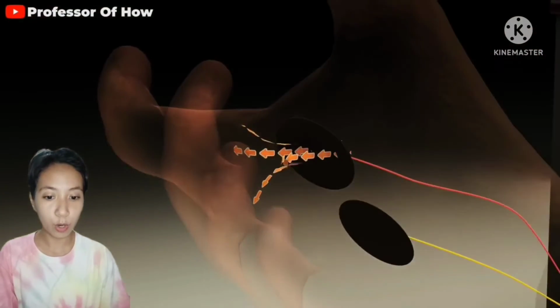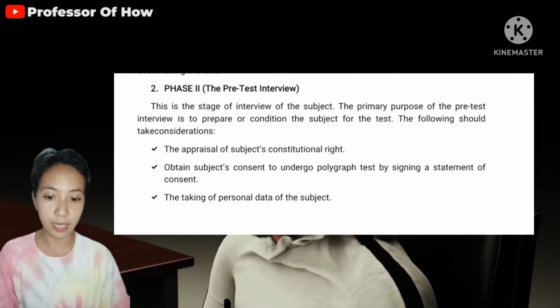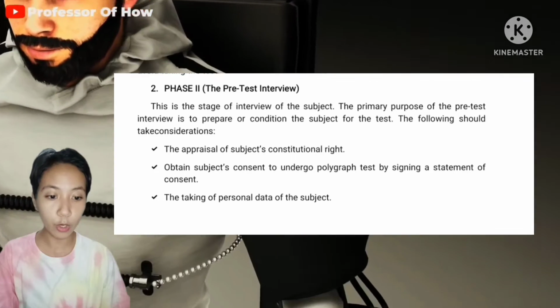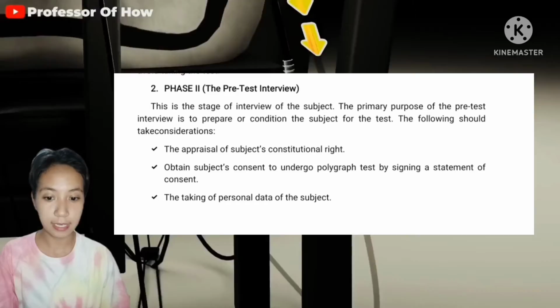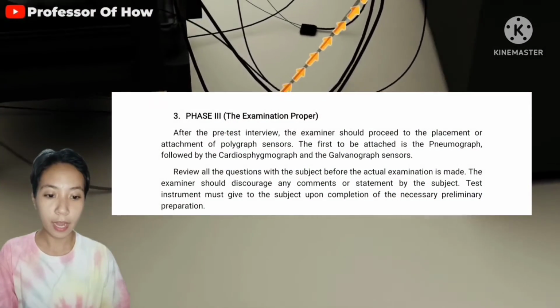In phase 2 or the pre-test interview, this is the stage of interview of the subject. The primary purpose of the pre-test interview is to prepare or condition the subject for the test. Next is phase 3, the examination proper.